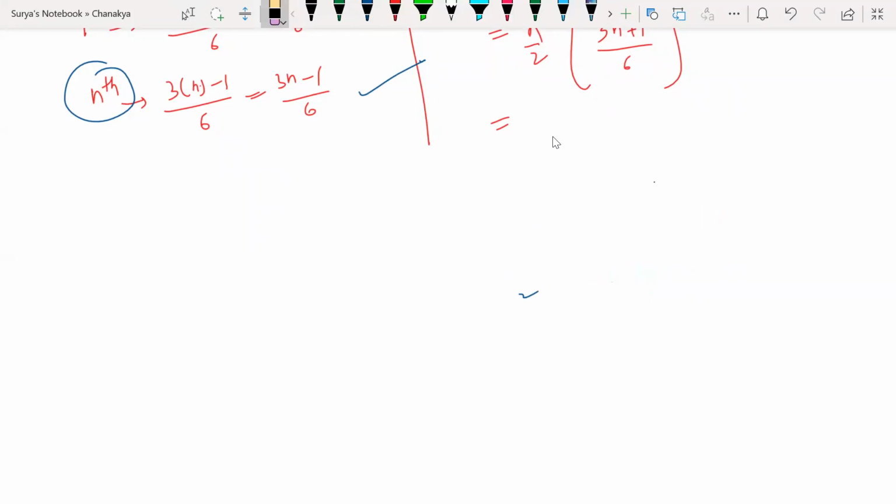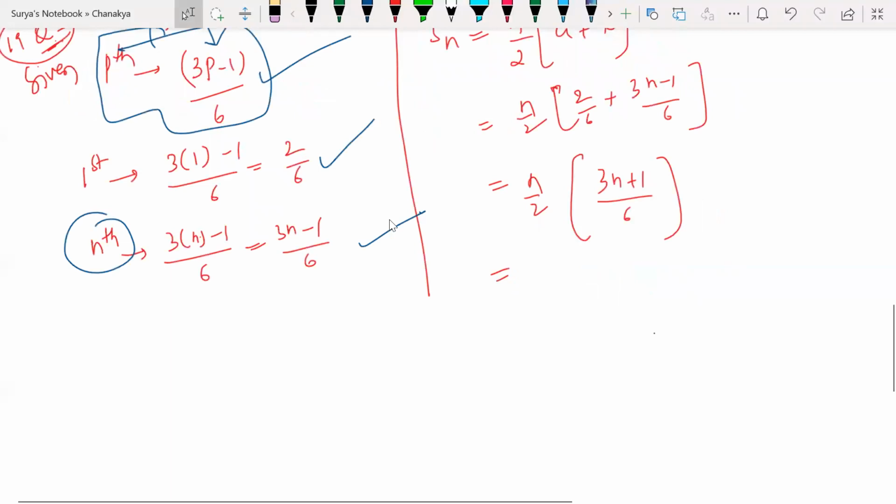So the pth term is given, in terms of p. Now I'm finding the first term. The first term is in terms of p, so 3 into p, and in place of p, I'll be writing 1. 3 into 1 minus 1 divided by 6. Clear? Yes. Now the nth term.